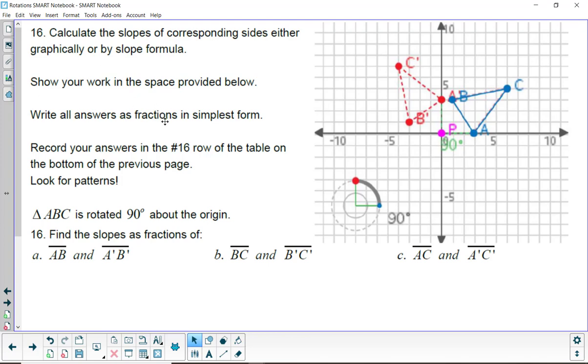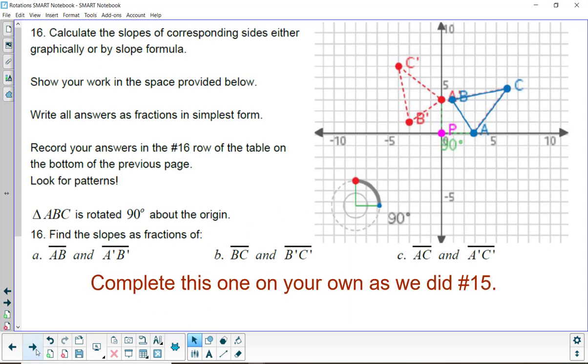All right, so moving on to number 16, similar problem, except the triangles are in different places. This time what we'd like to do is have you do it as we did it here. And don't worry, we'll wait for you. So press pause and come on back.